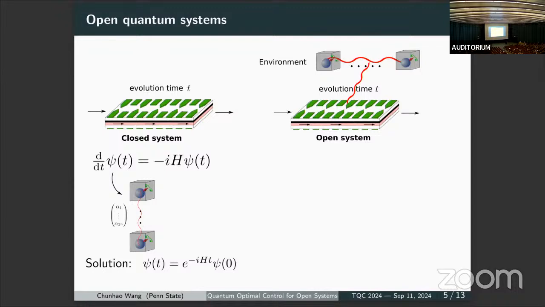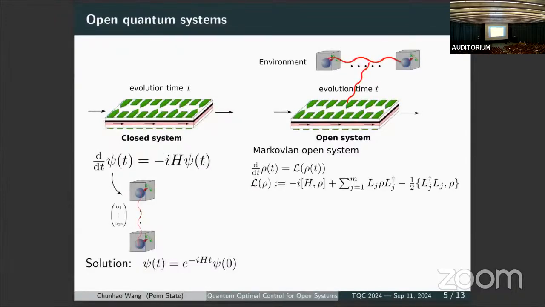So if this interaction is not too strong and the environment refreshes quickly, then this type of open system is called a Markovian open system, in the sense that the information only flows from the system to the environment, but it never flows back to the system. So this is a Markovian open system. For such systems, we have a nice generator. We use this master equation called the Lindblad equation to describe the dynamics of the system.